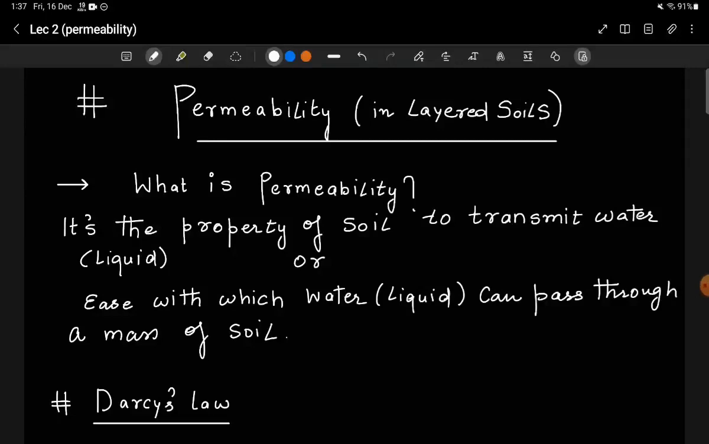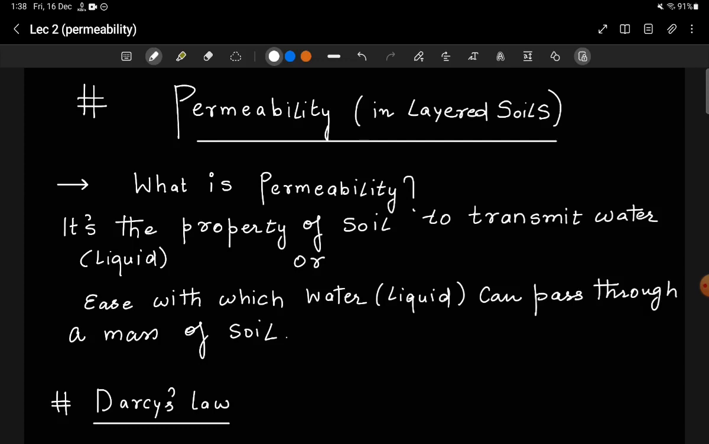So, what is permeability? Permeability is the property of soil to transmit water or liquid, or the other definition is the permeability is the ease with which water or liquid can pass through a mass of soil. यानी permeability प्रॉपर्टी है सॉइल की जिससे सॉइल वाटर की ट्रांसमिशन करता है, या वो प्रॉपर्टी जो एक मास ऑफ सॉइल को एनेबल करती है वाटर को पास करने के लिए.